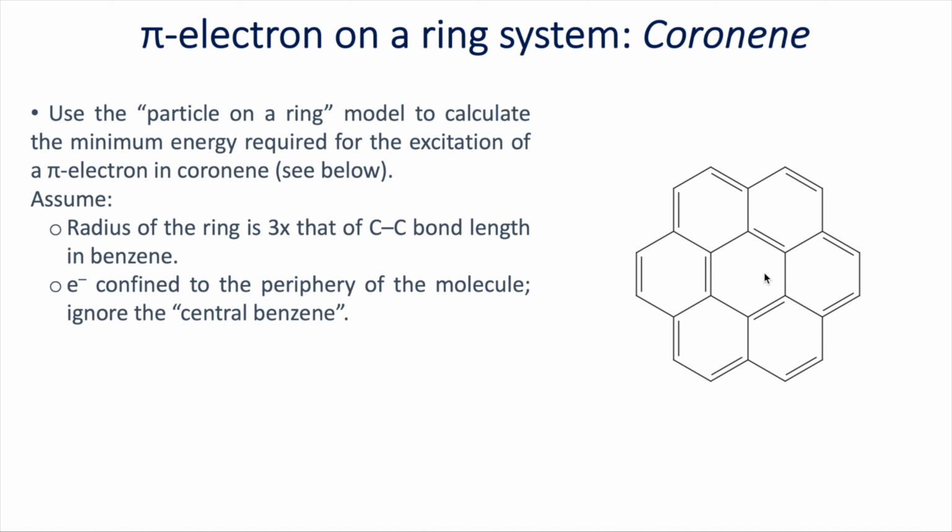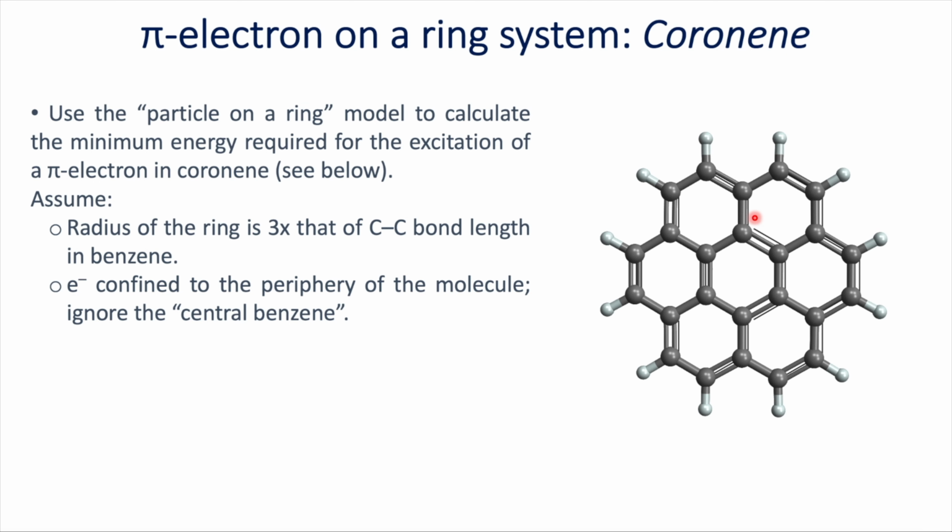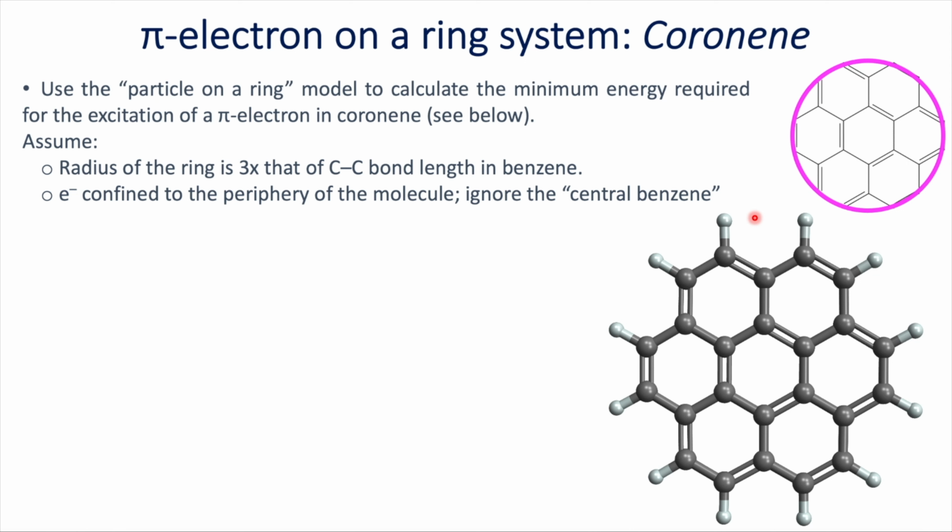Hello, in this video we're going to be talking about the particle in a ring model to calculate or estimate the minimum energy that is required for an electron that belongs to the pi system in the molecule to get excited. The molecule we're talking about is Coronene, and we're going to make two assumptions to make our life easier. So what are those?